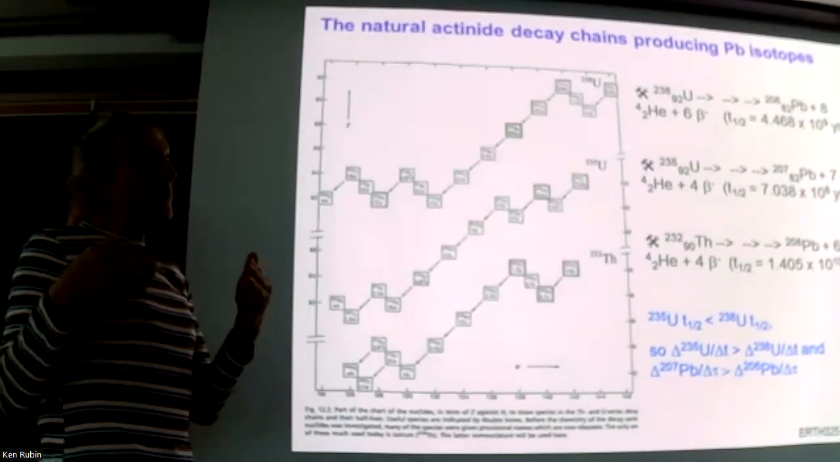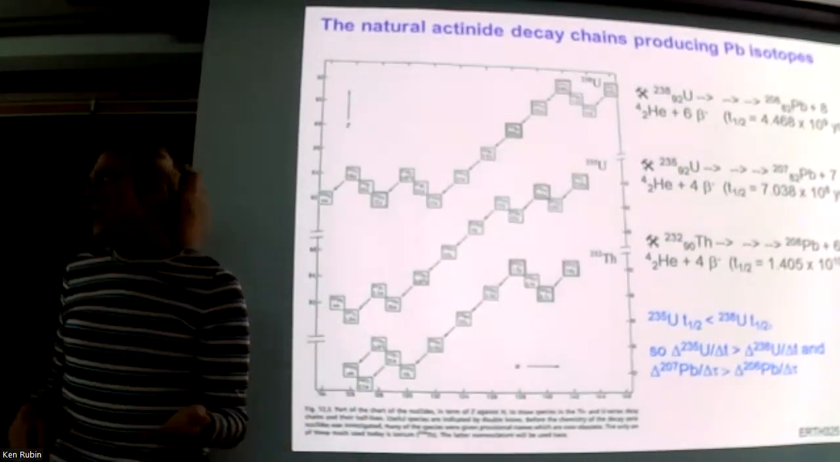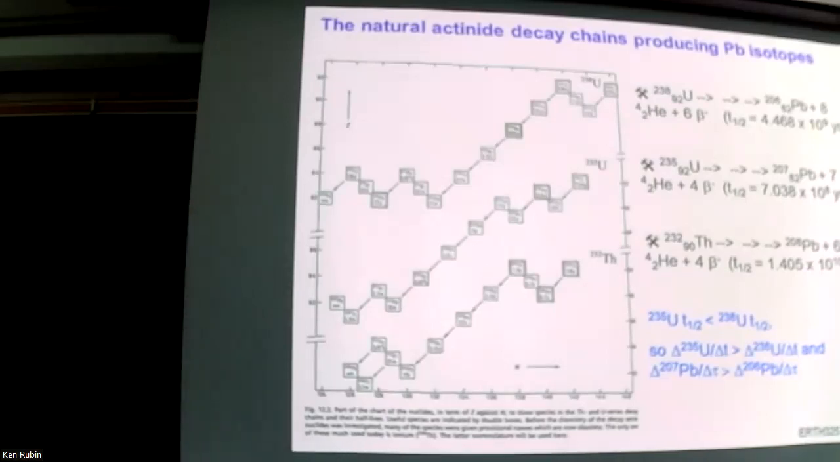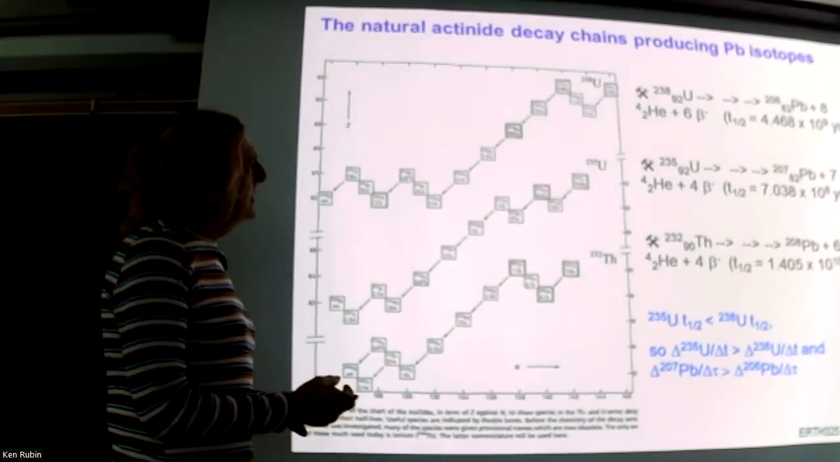So these are the 3 actinide decay chains. And just to remind you, the actinides sit down here right below the rare earths, right? So thorium is below cerium, uranium is below neodymium. In some ways, they're very similar. They're bigger. They're a whole other electronic shell below. Lead is way over here. So it behaves very differently in these systems.